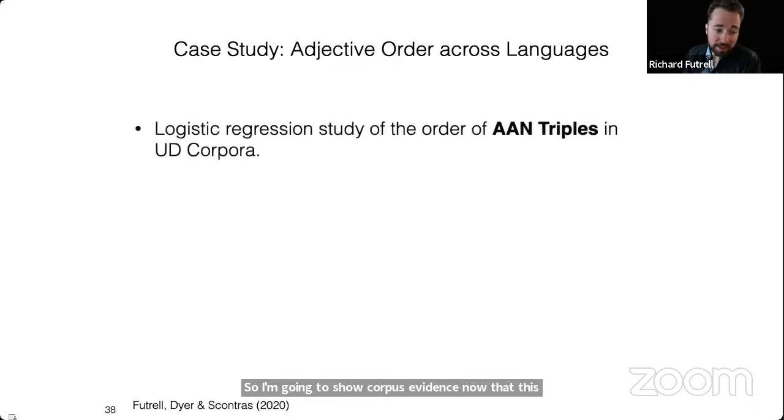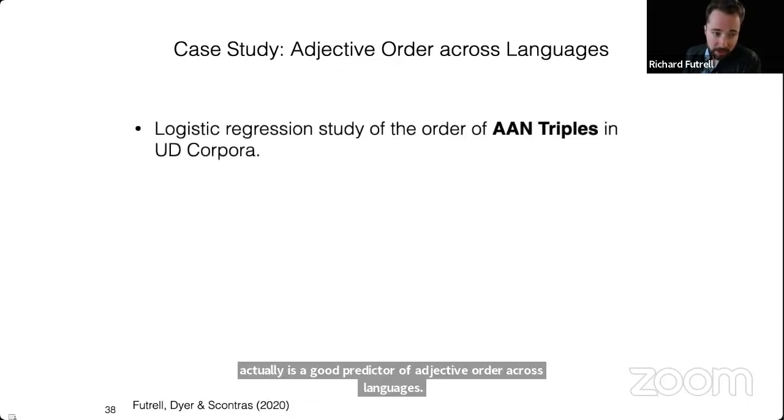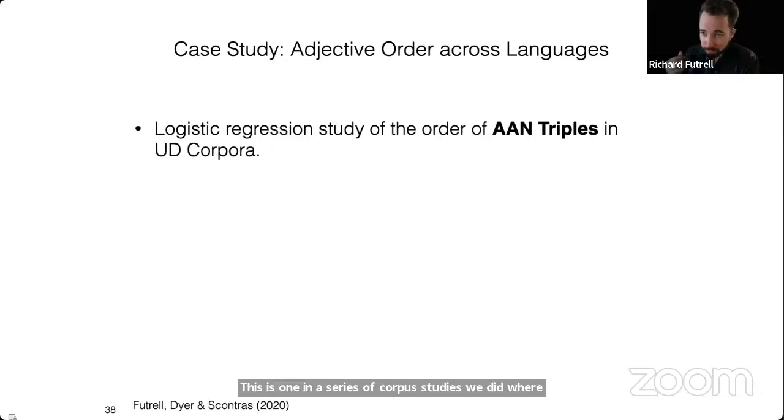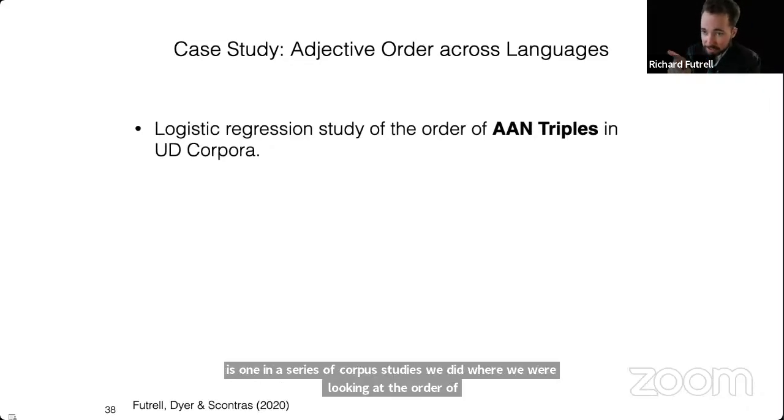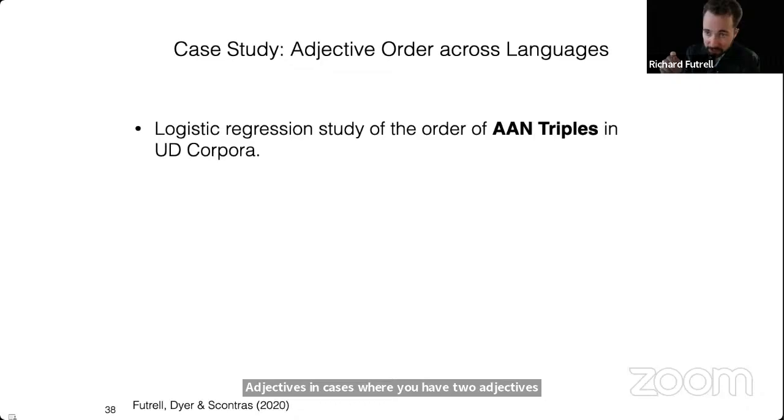So I'm going to show corpus evidence now that this actually is a good predictor of adjective order across languages. This is one in a series of corpus studies we did, where we were looking at the order of adjectives in cases where you have two adjectives modifying one noun across languages. We call this an AAN triple.